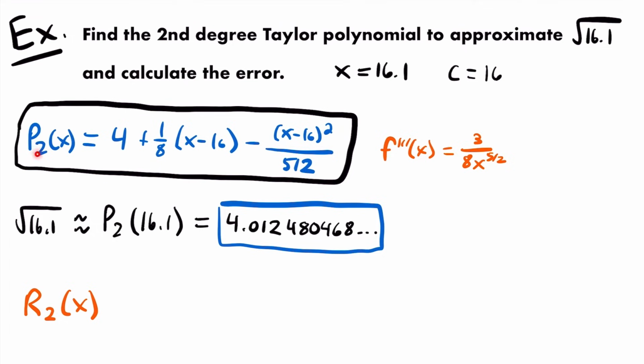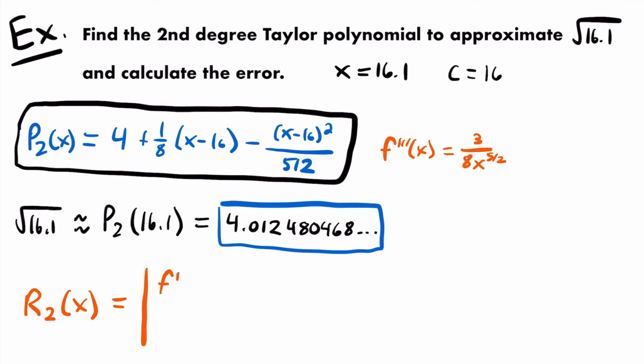Our value of n was 2, and so we want to find r sub 2 of x, which means that we want to calculate the absolute value of the n plus 1 derivative evaluated at z, and n plus 1 will be 2 plus 1, which is 3, and we already found our third derivative, so we're good there, but I'm going to write it out like this.